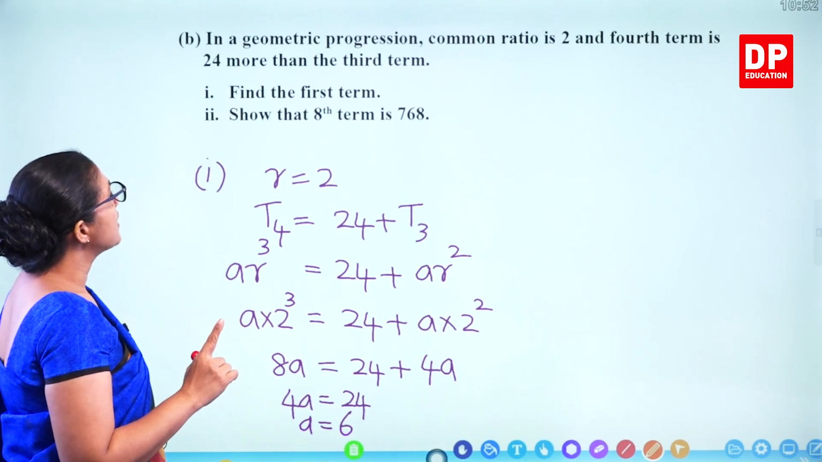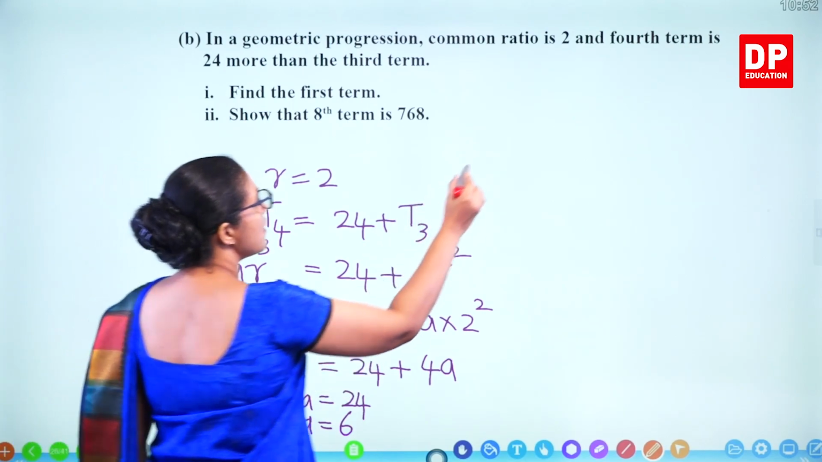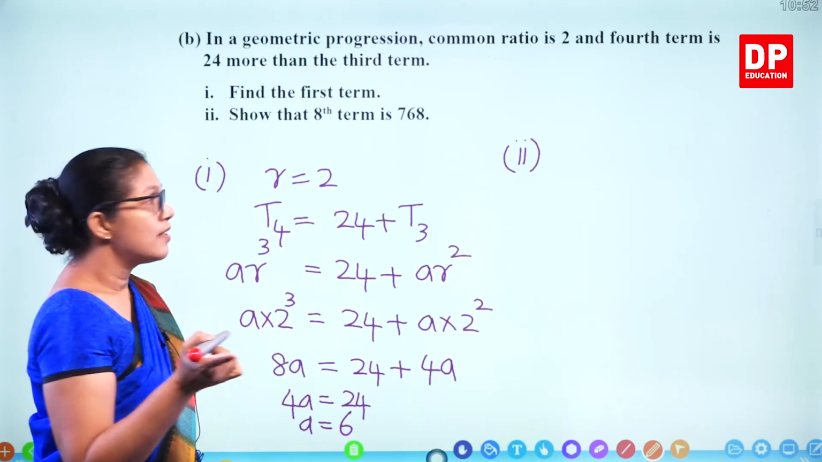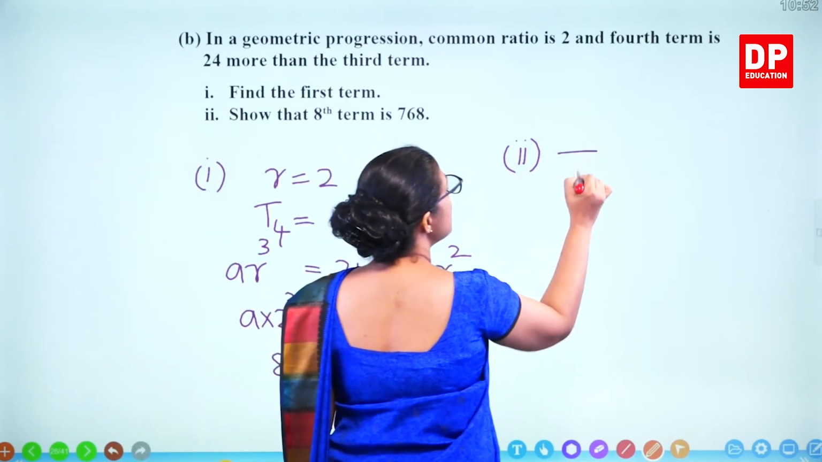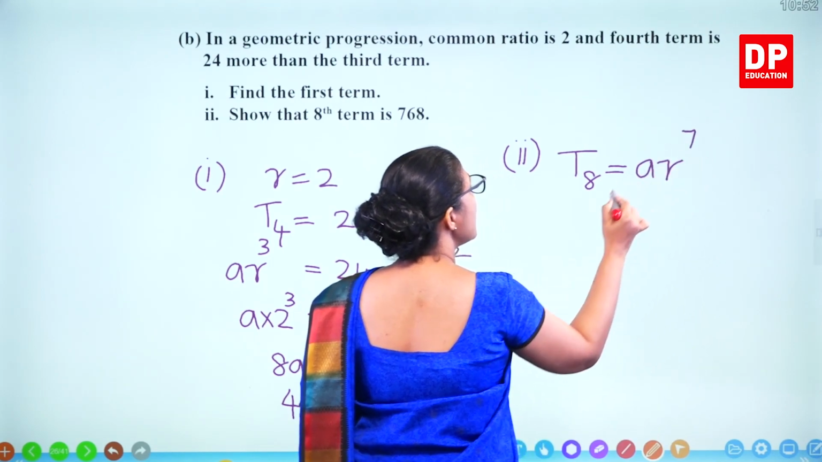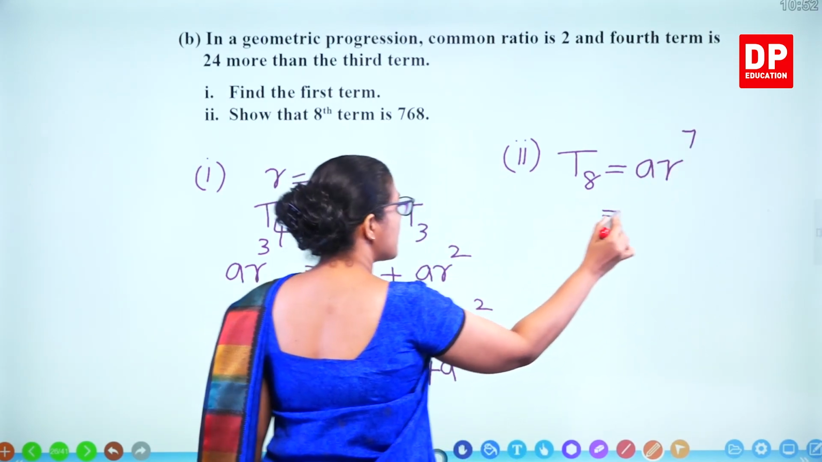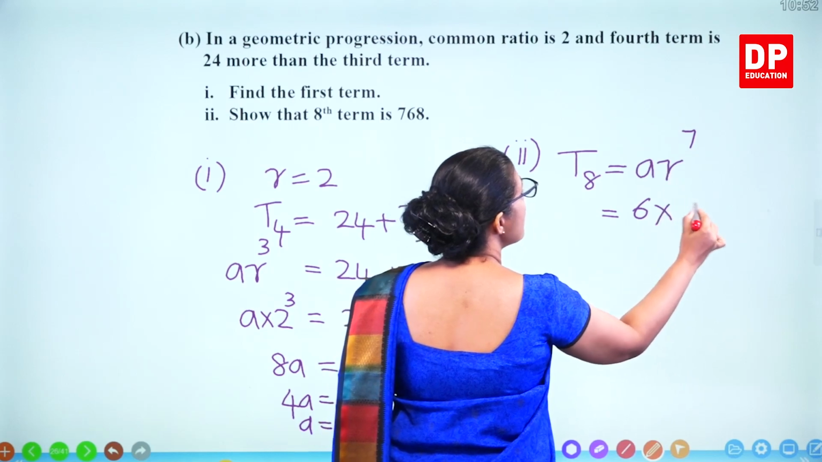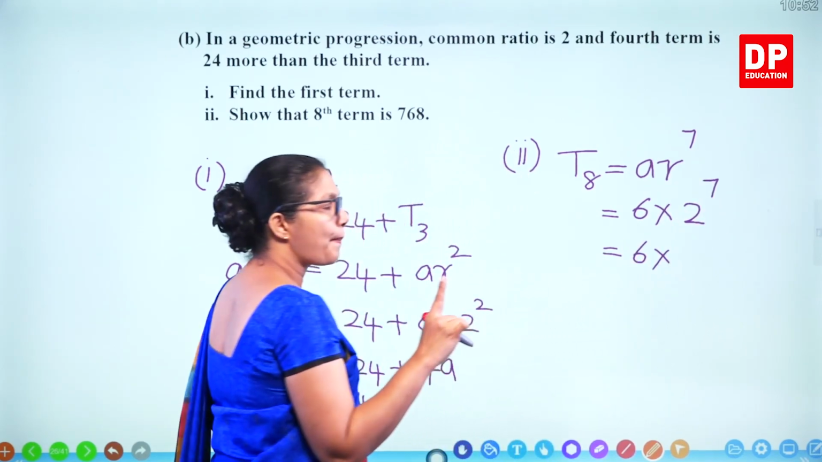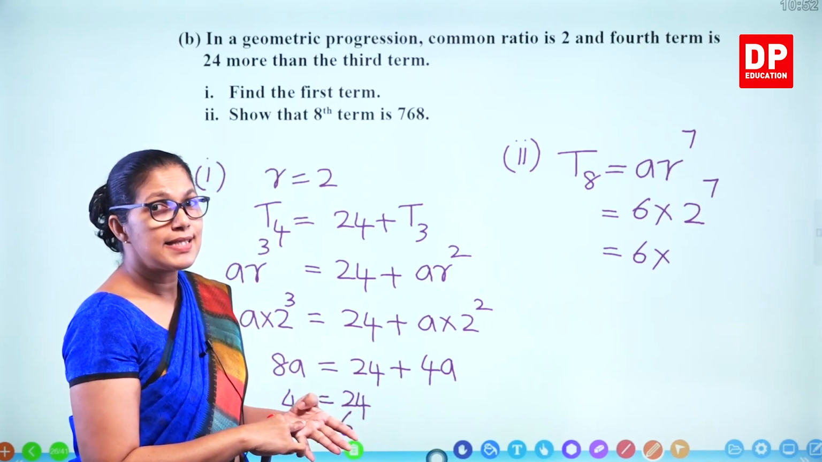Show that the 8th term is 768. So what is the 8th term? T8. Use the formula A r to the power 7, which is 8 minus 1. A is 6, r is 2, 2 to the power 7. So what's 2 to the power 7? We know 2 to the power 6 is 64.